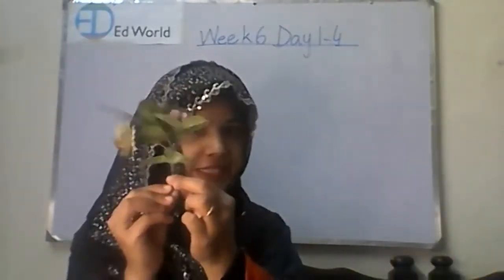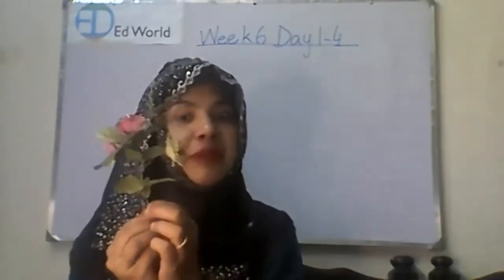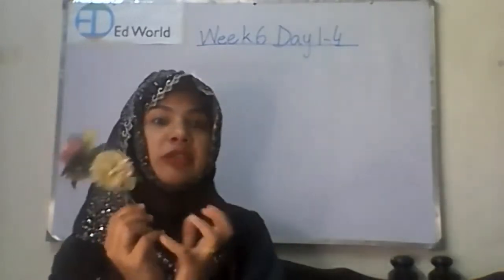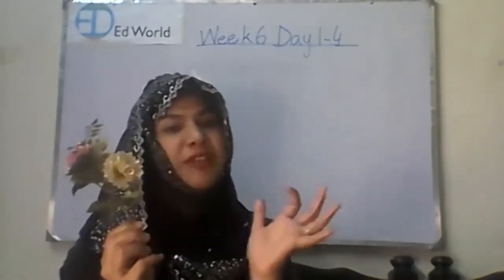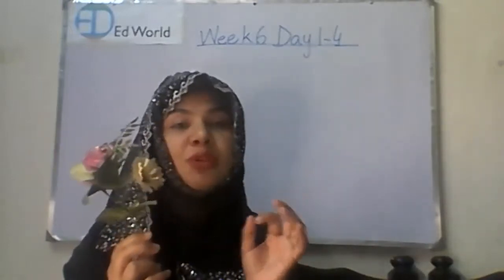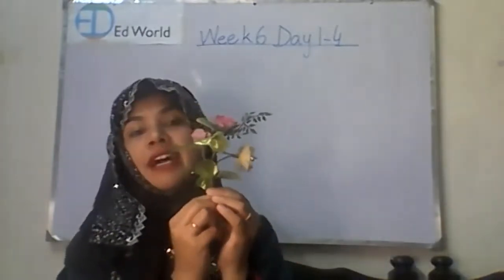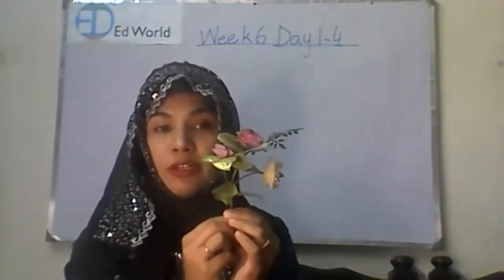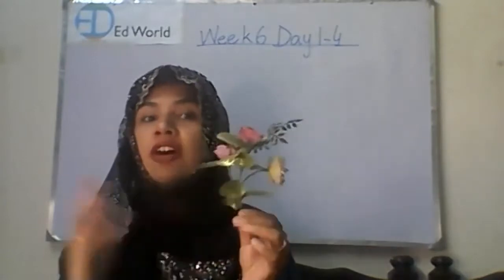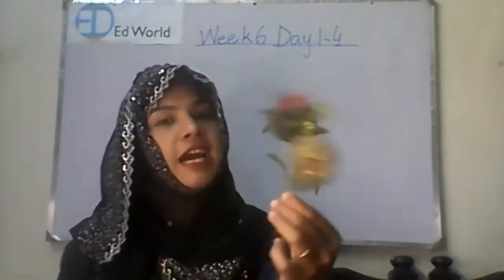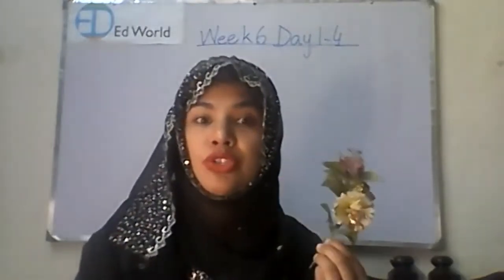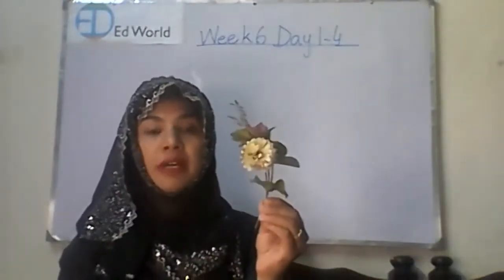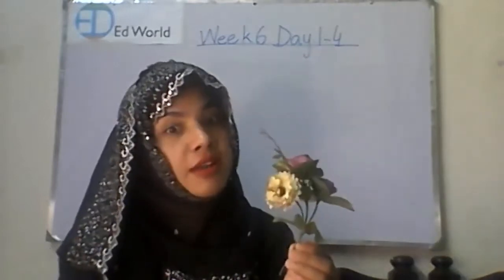What I am holding is an artificial plant, but I need to hold it because the plant available in my home has thorns on it. So I cannot take it out and I do not want to pluck it. That is why I took some flowers and a plant from the vase at home. See, I am holding a plant. Today I am going to teach you how to draw a plant and how to draw its parts.